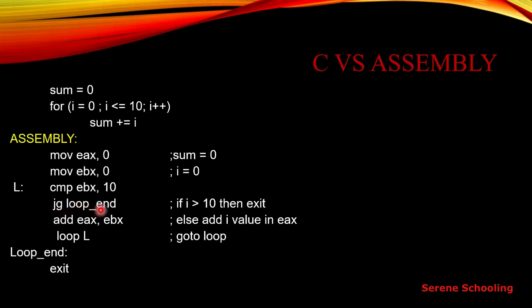We have to jump to this specific label only in case the destination operand is greater than the source operand. We know that this is the destination and this is the source. So this jump instruction will execute only when the result of this compare shows EBX is greater than 10. This stage is just like conditional jumps, conditional statements in assembly.